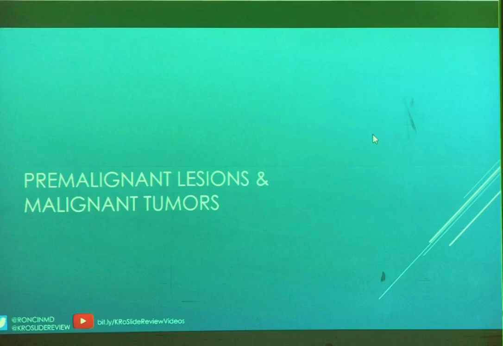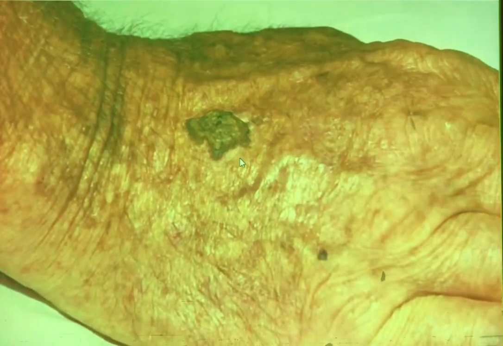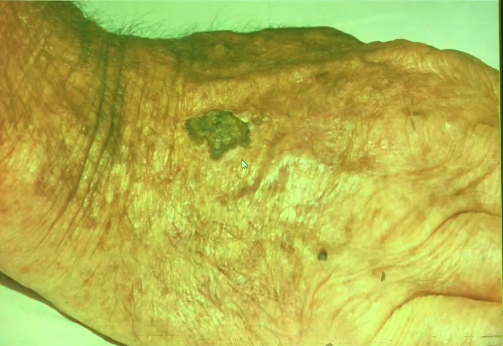Now we're moving on. Premalignant lesions and malignant tumors, this is case 3. Okay, so I can see a small papule or plaque? Sure. It looks like more of a sun exposed area. Yeah, it's on the back of the hand. I don't know if I can see some scaling. You can tell me better. Is there scaling? Not really. Maybe a little. It's kind of hard to tell. It almost looks more like an eschar or a scab.